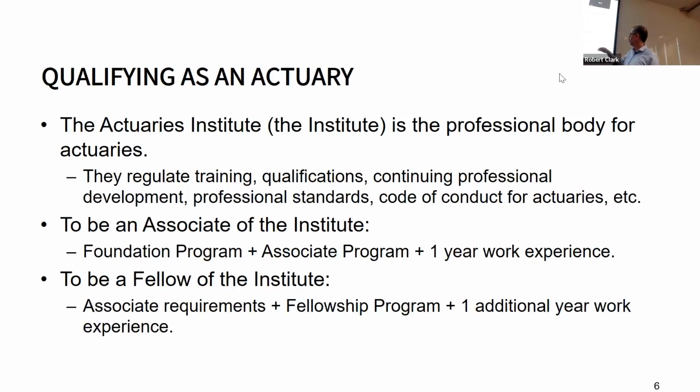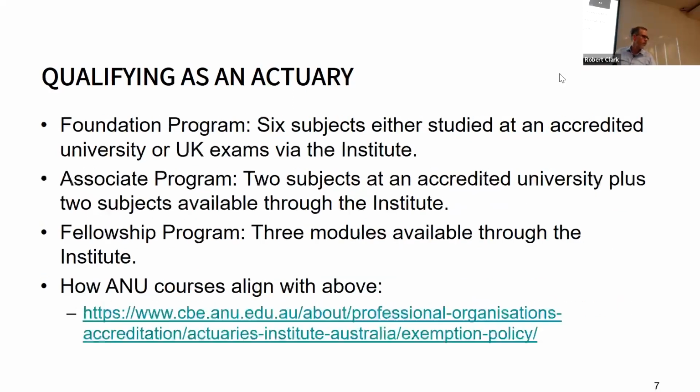You can look at the Institute of Actuaries website if you want to find out more information about these. If you just Google Australian Institute of Actuaries, it'll come up as the top hit. In order to get these qualifications, for the foundation program, this can be done by 6 university subjects studied at an accredited university. That's the route that you might take if you're doing a master's degree here.